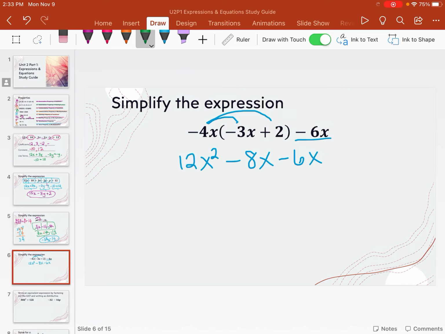My families are already next to each other, so I'm just going to go ahead and put them together right here. So 12x squared. And then negative 8 plus a negative 6 is negative 14x. And that is our answer.